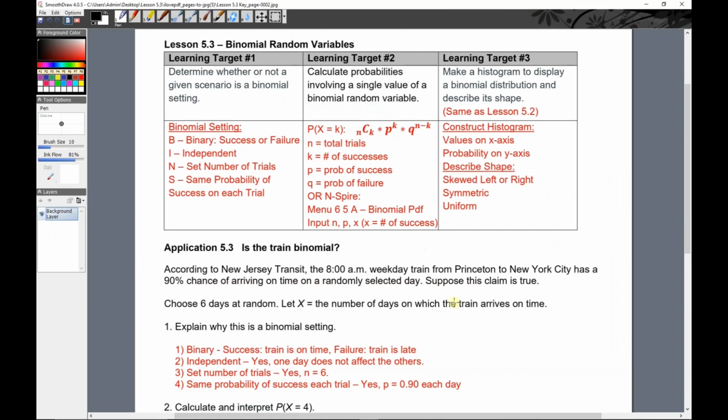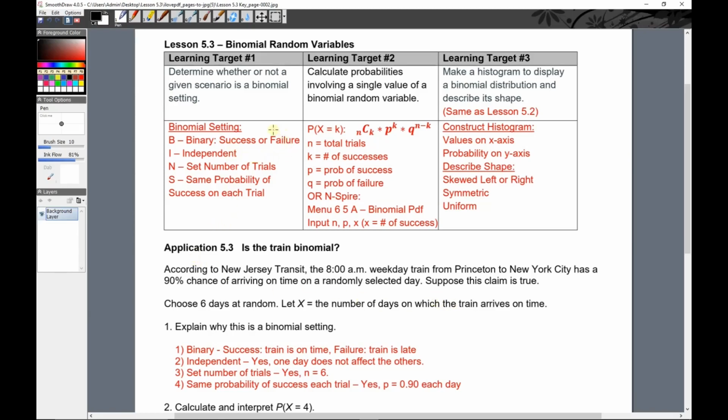Okay, the learning targets are up now. Learning target number 1 is to determine whether or not a problem that you're working on is going to be a binomial setting. Typically, what I do is if I get a weird kind of probability question, I just stop, take a breath, and say, is this success or failure? Do I pass the test or don't I? Do I win the race or don't I? Whatever you're interested in, it either happens or it doesn't. So that would be the success or failure.